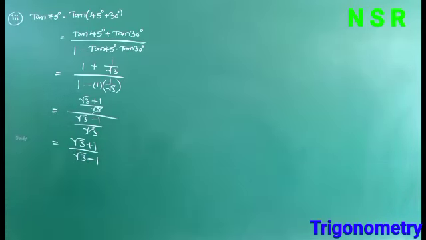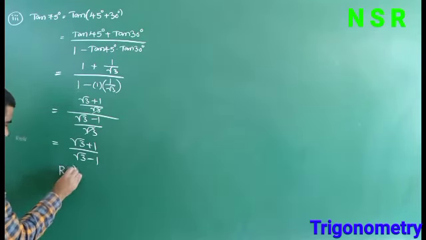So rationalize here, rationalize with root 3 plus 1. So we remove the denominator value.